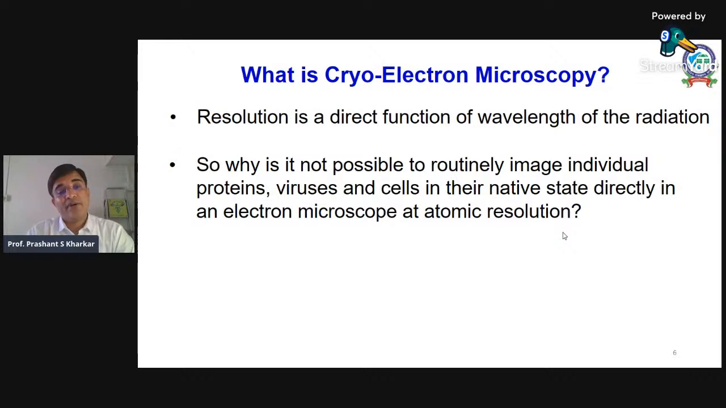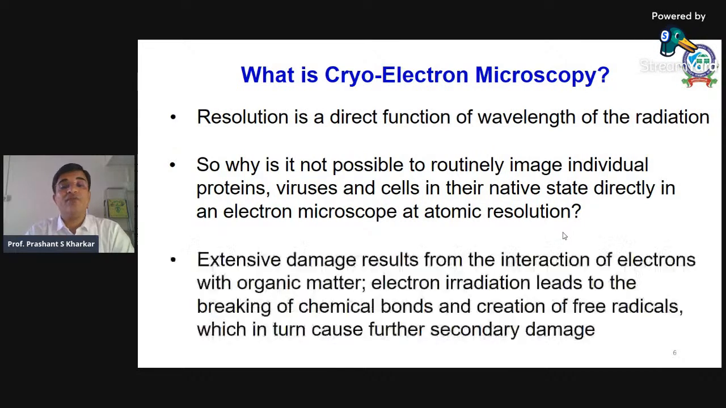But then again, the problem is because of the high energy electrons, the specimen is destroyed, or the radiation induced damage is a major problem, and because of which we cannot really image individual proteins, viruses, and cells in their native state directly in an electron microscope at atomic resolution. And all the advances so far have always revolved around that. Of course, there have been advances in the electron microscopy part of it, or the hardware part of it. But then the major concern was the extensive damage caused to the specimen due to the interaction of electrons with organic matter.